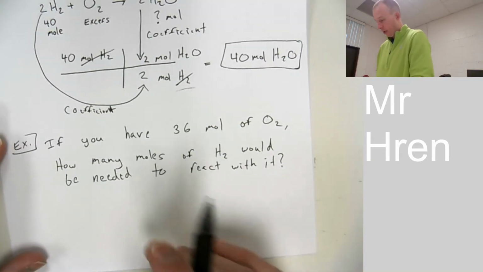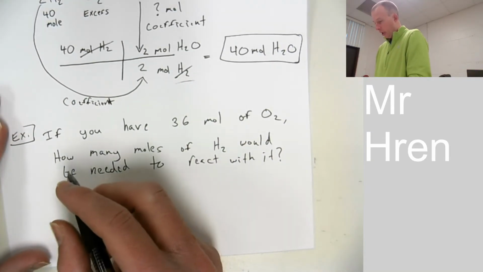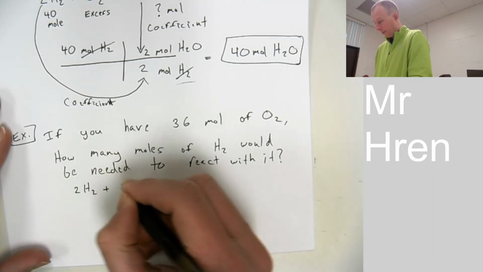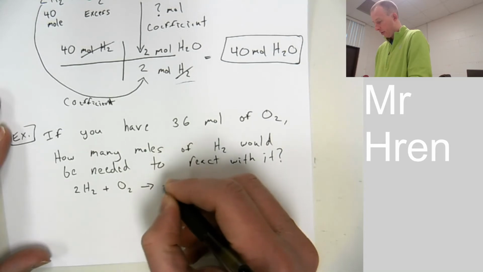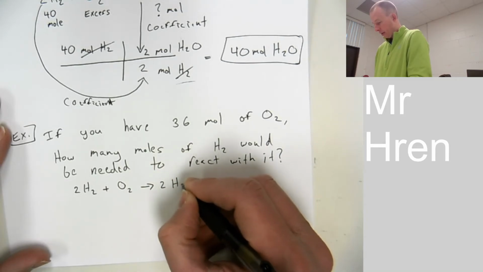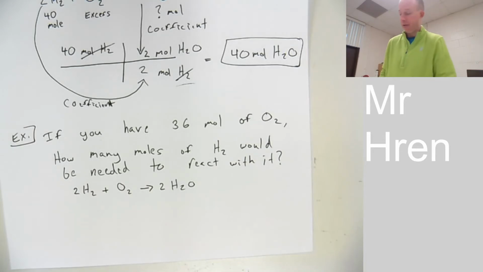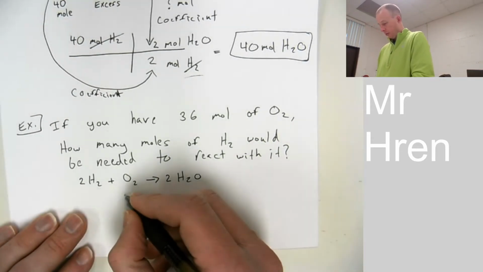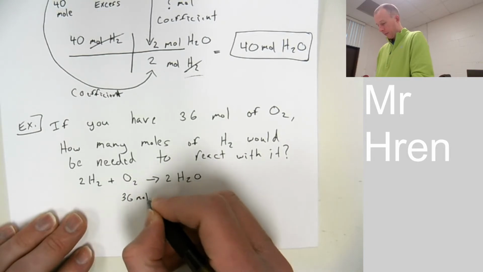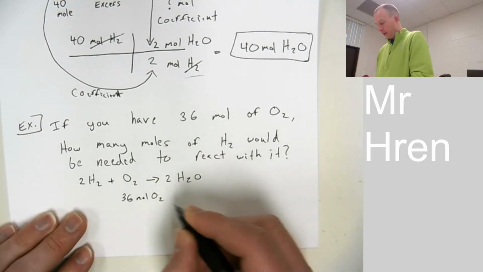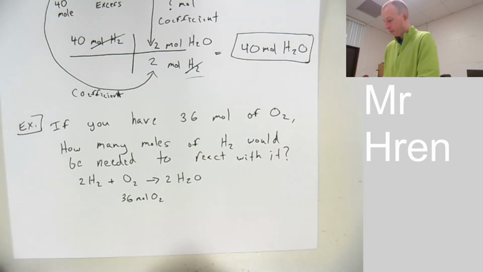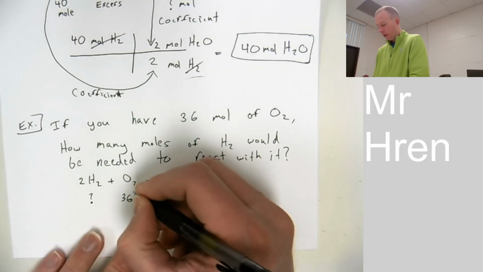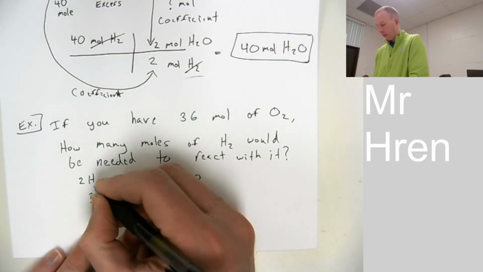Now, in this case, we're going to use the same equation. And there's always got to be an equation for these problems. If you don't have an equation and it's asking you something like this, then you're probably expected to write the equation, or you just don't see it somewhere, because it should be there. So in this case, we're told we have 36 moles of O2. And we want to know how many moles of H2 we can get.